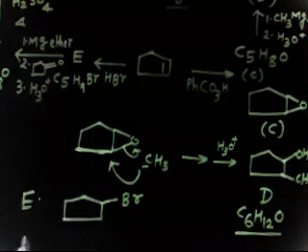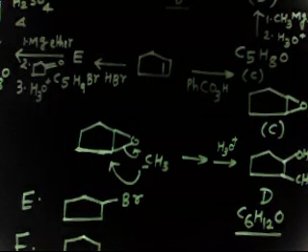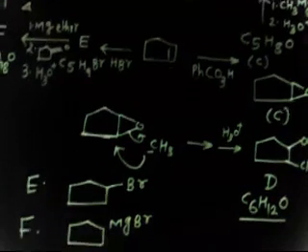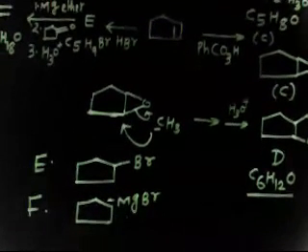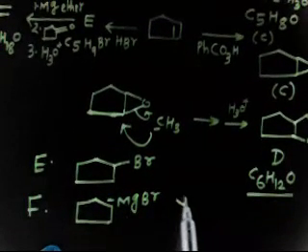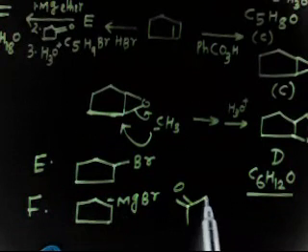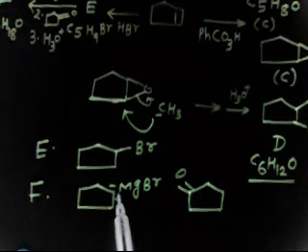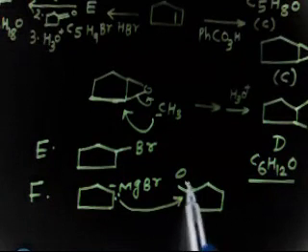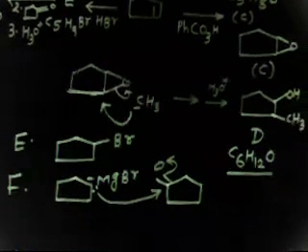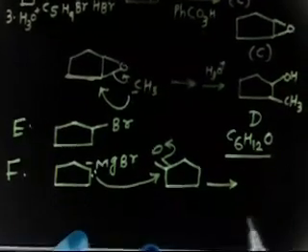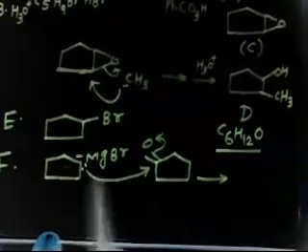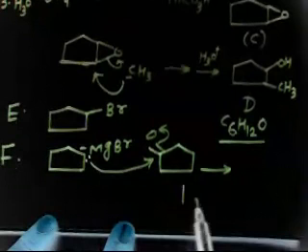E reacting with Mg will first form a Grignard reagent. So MgBr. Are you getting or not? There will be a minus. Now this further reacts with cyclopentanone. Now you will have a Grignard reagent. This will attack here. So you will have something like this. And after hydrolysis, you will have this ring and this ring connected. So you will have two 5-membered rings that are connected.